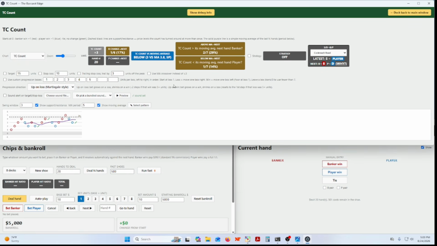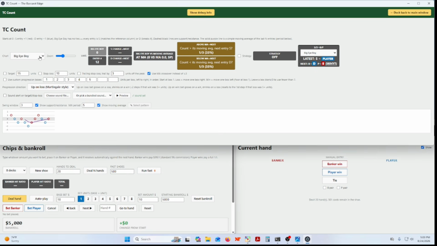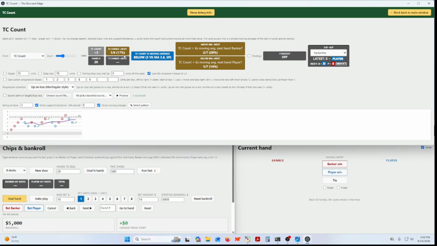Okay. Now, if I said use the moving average instead of +3, -3, I put a check mark there. So when I drop this and go here, let's come back up to TC count, see if it changed. It hasn't changed.